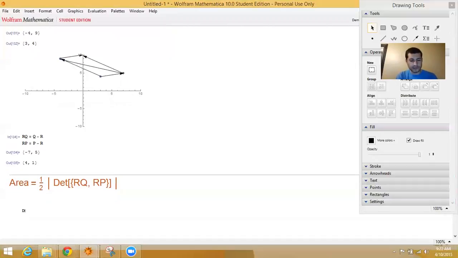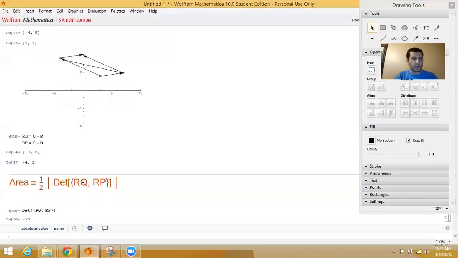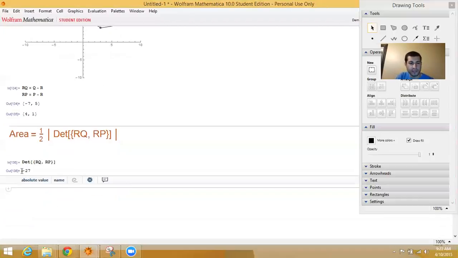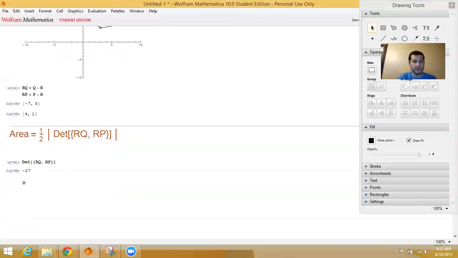So if we calculate the determinant, making sure to express it as a matrix, we come up with the value of -27. However, in our formula, that's why we have the absolute value, so we could express the area as a positive. So the area of this triangle will simply be 27 divided by 2.